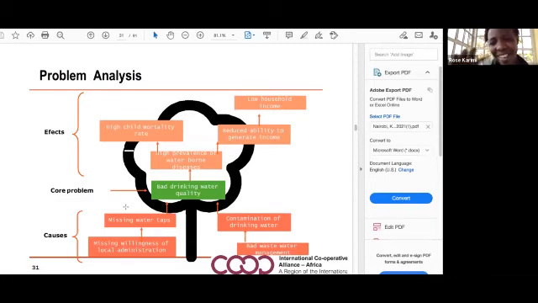So that's why I said we need to really be realistic. Even when we are turning our problem analysis into an objective analysis, we do things that are realistic and can be achieved. Let's move on, Geoffrey, to the group work.